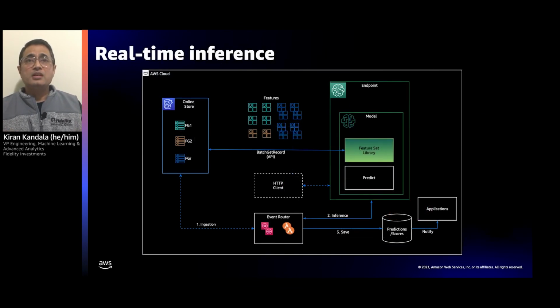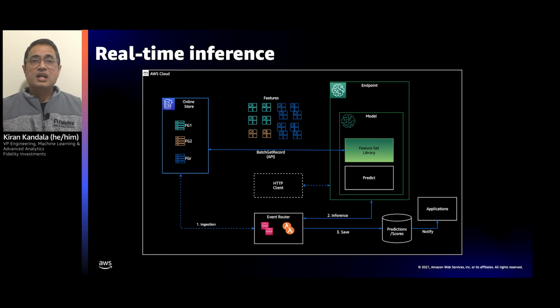So we have seen how we are ingesting features in batch mode and real-time mode. After the real-time ingestion is complete, there is an event that is generated, and the event router captures the event and orchestrates the inference call to the SageMaker endpoint. The SageMaker endpoint has a model that predicts the customer intent.